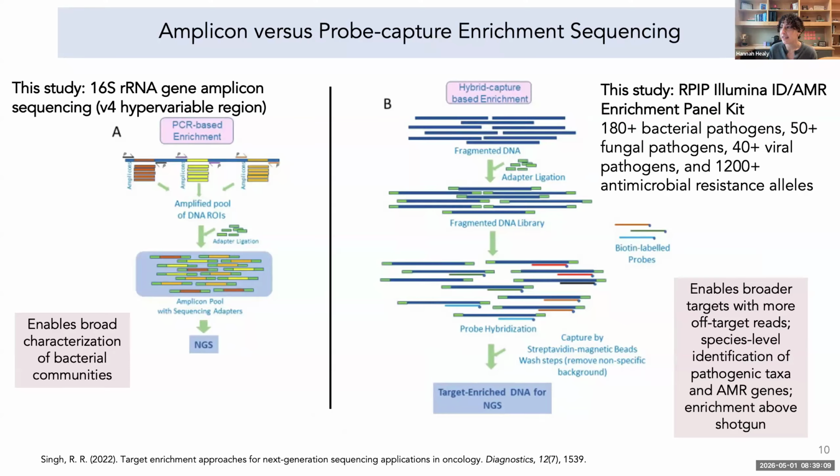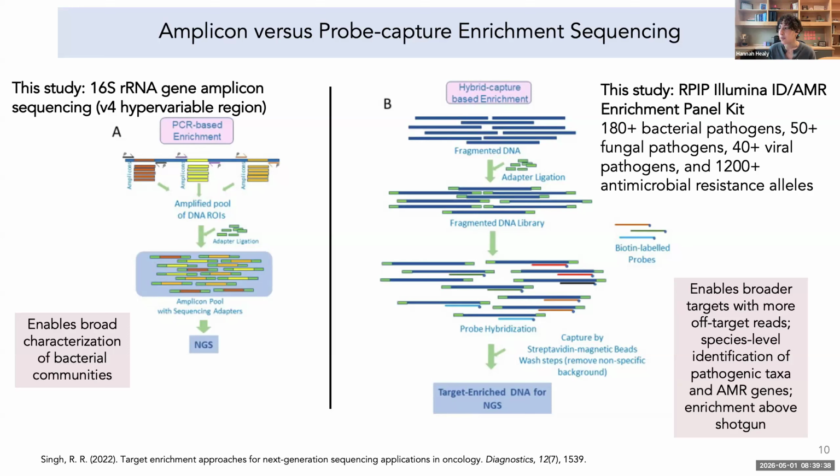A little bit different and maybe a little bit newer technology: we used hybrid capture-based enrichment, or probe capture-based enrichment. Many of you may be familiar with the viral surveillance panel from Illumina. In this study, we utilized the RPIP panel from Illumina, which contains probes for 180 bacterial pathogens, 50 fungal pathogens, 40 viral pathogens, and 1,200 ARGs.